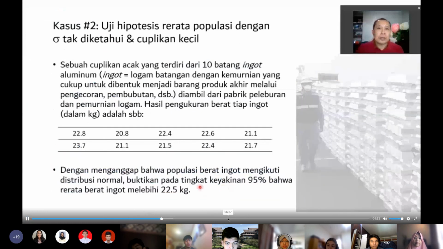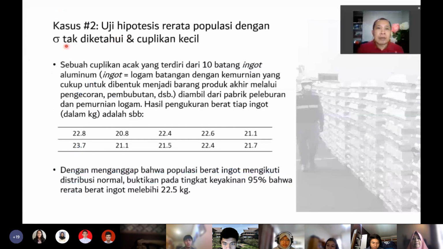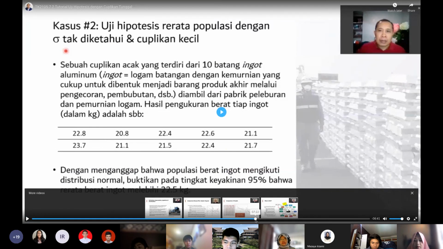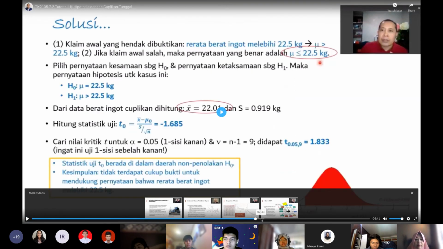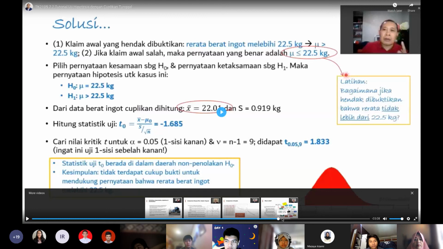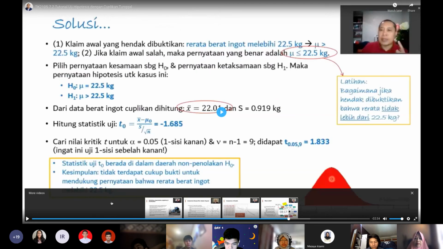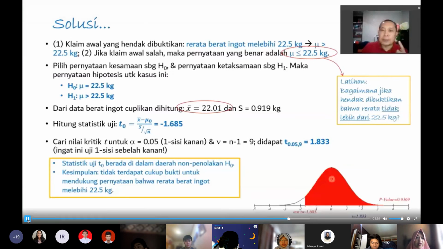Lanjut ke kasus kedua. Ini adalah uji hipotesis rata populasi dengan simpangan baku populasi yang tidak diketahui dan cuplikannya kecil. Mudah-mudahan masih ingat. We're gonna skip this. We're gonna go to the next stage, the variance. This one is using T distribution. You can have a look later.